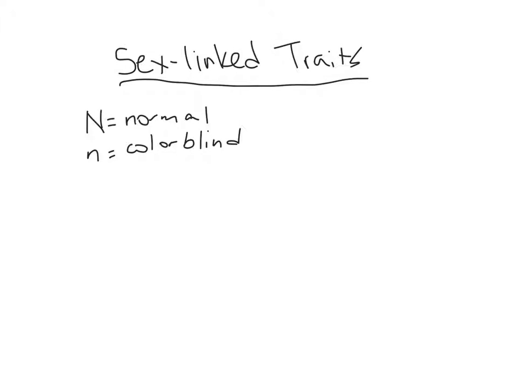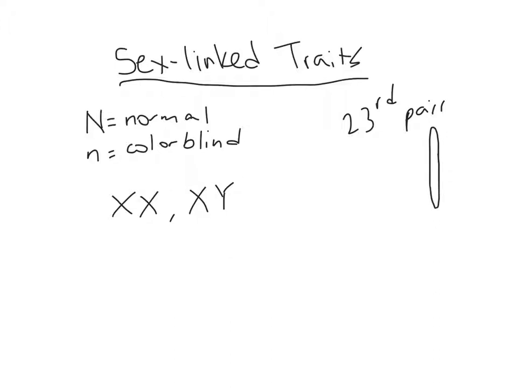And the last little review slide, sex-linked traits. Remember, these are traits whose genes are located on the sex chromosomes, or the 23rd pair of chromosomes. So, remember, to be a female you have the genotype XX, and if you're a male you have the genotype XY. Remember that the female X chromosome, or just the X chromosome, is much larger than the little Y chromosome.